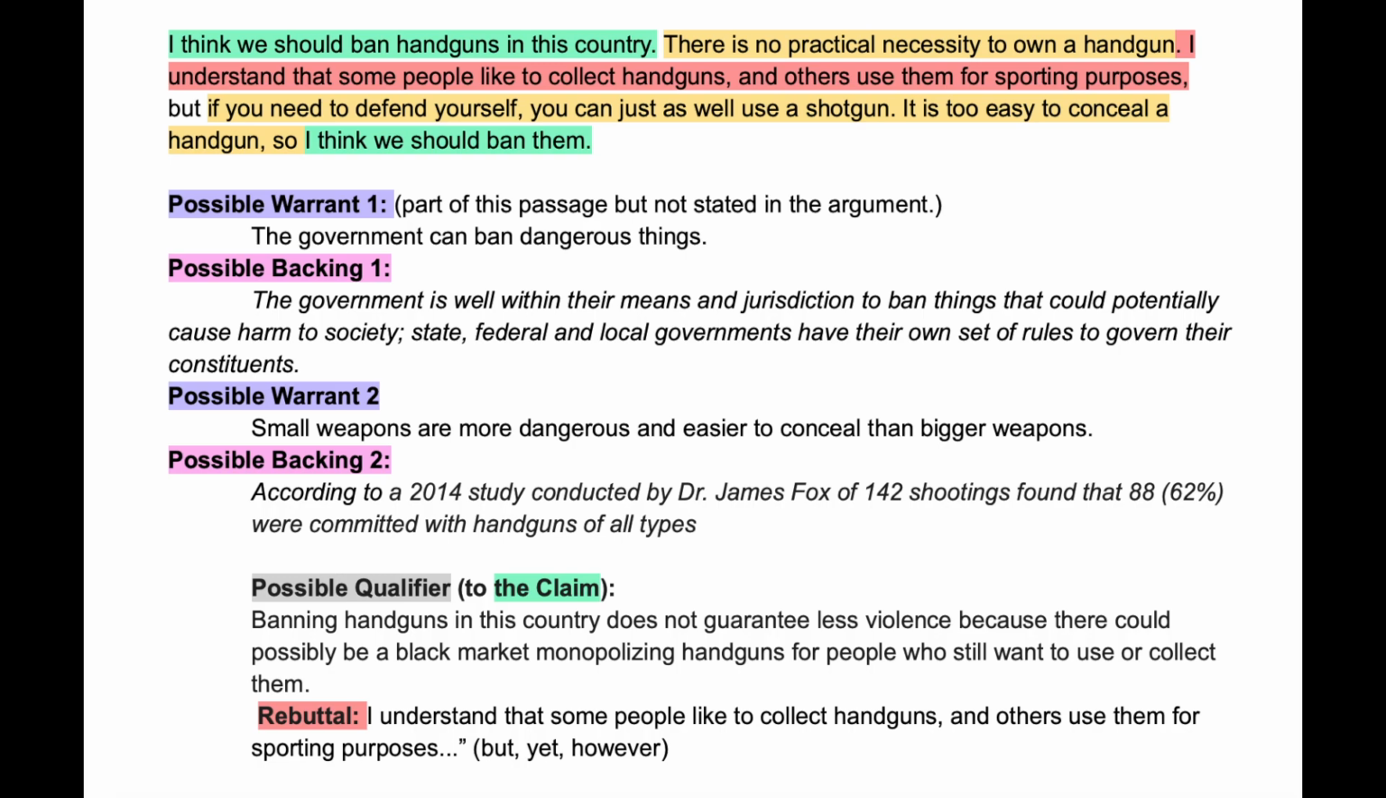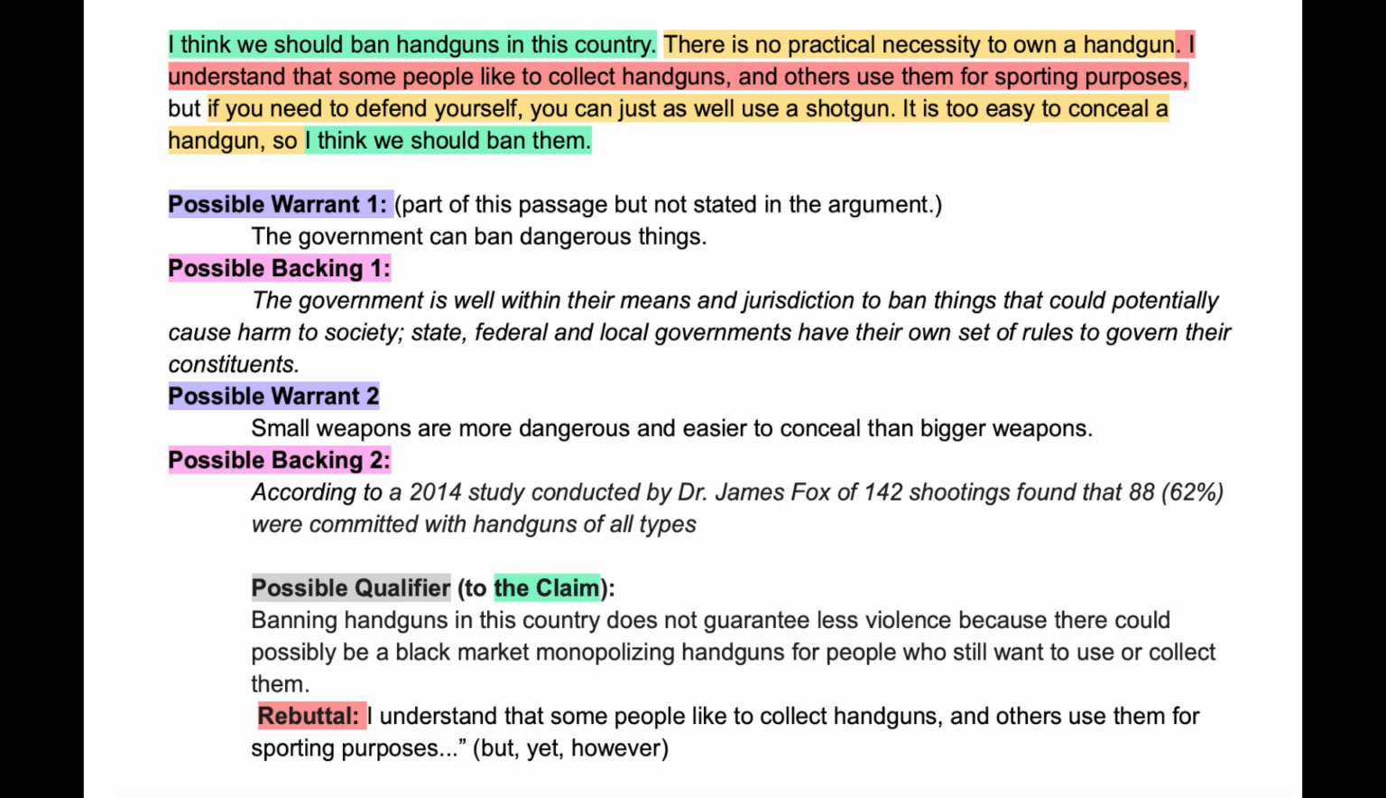Now I want to get into the qualifier. Again, the qualifier responds to the claim, right? Setting limitations. A possible qualifier could say that banning handguns in this country does not guarantee less violence, because there could possibly be a black market monopolizing handguns for people who still want to use or collect them, right? So again, the limitations, right? Taking a look at words that give a little bit of either inconsistency or a little bit of doubt, right? Saying that things could, not guarantee, or could possibly, right? So giving this doubt lets you know that there is a qualifier to your claim, right?